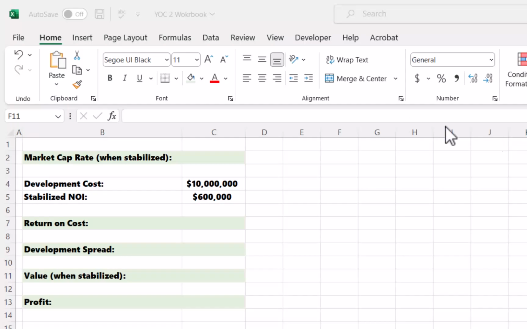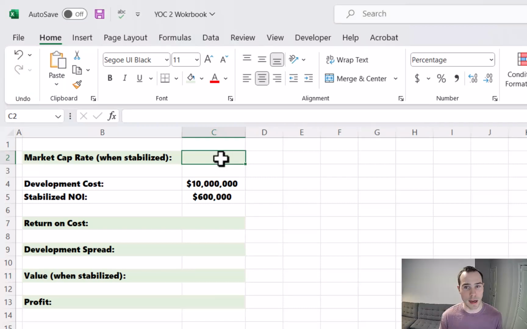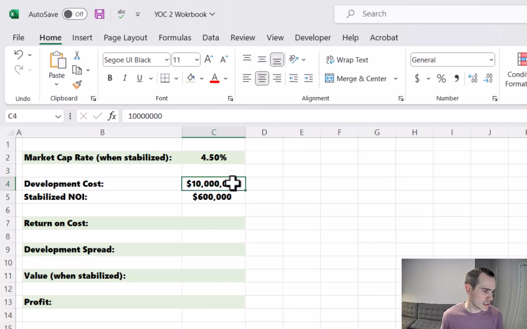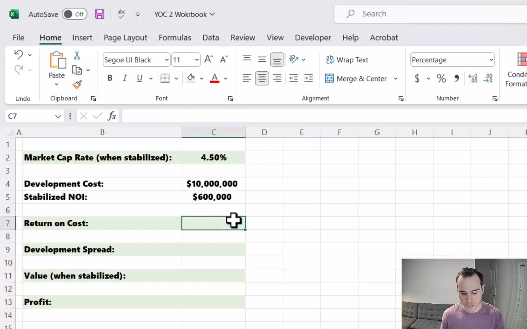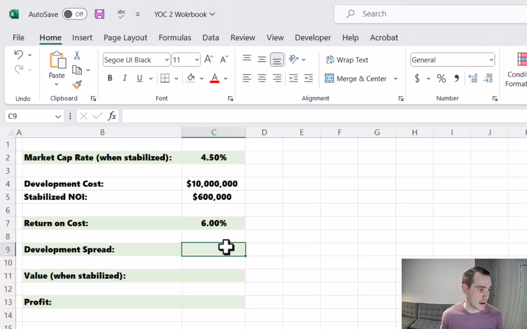Let's start with a super simple example just to show you how this might look. We'll say we're in a market where newly constructed Class A, assuming that it's stabilized, right? The lease up is complete, it's 95% occupied, the expenses are normalized. We'll say that the market cap rate is 4.5%. Say the developer has some rough details. They know that it's going to cost $10 million to construct the deal, and the stabilized NOI is going to be $600,000. With those two variables, we can calculate the return on cost, just taking $600,000 divided by $10 million, return on cost of 6%.